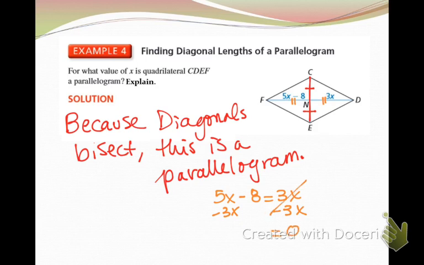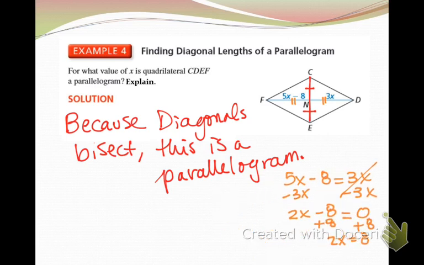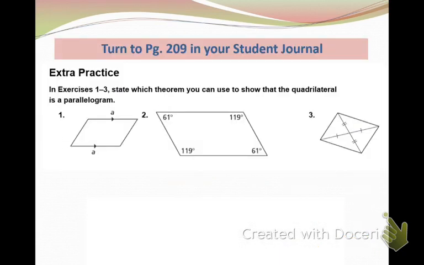3x minus 3x is 0, so you can't just forget about it. 5x minus 3x is 2x, minus 8. Add 8. Add 8. 2x equals 8. Our last step will be dividing by 2. Divide by 2, and x equals 4. Almost finished.